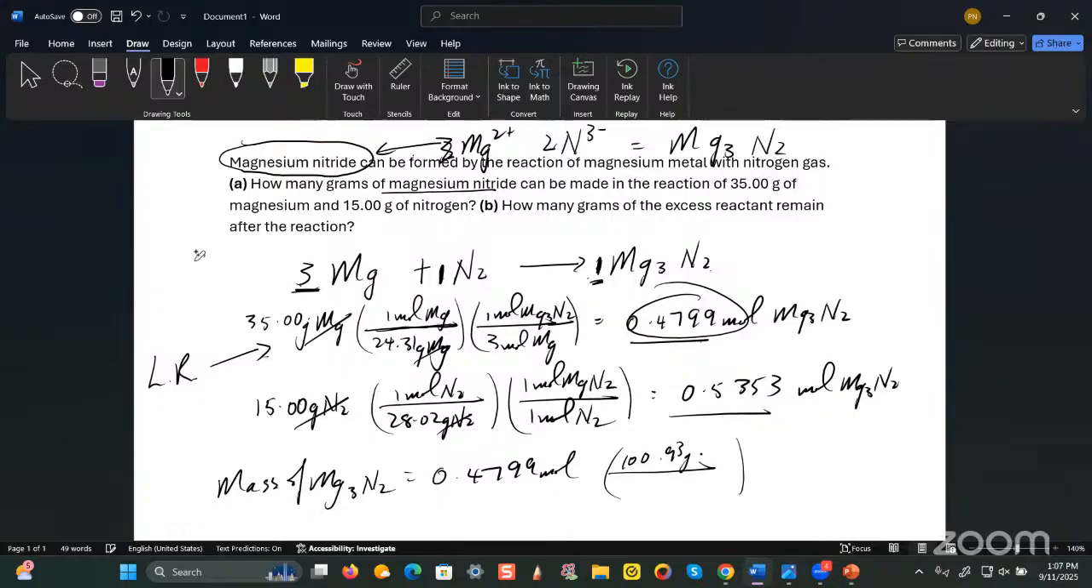So 100.93 grams of Mg3N2 over 1 mole of Mg3N2. And let's see what I get. So that would be 0.4799 times 100.93. And according to my calculation, this works out to be equal to 48.44 grams of Mg3N2. And that's how the A part is done.